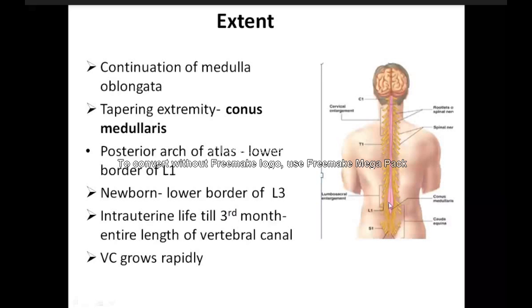Because within the intrauterine life till the 3rd month, the spinal cord is equal to the length of the vertebral canal. After that, the vertebral column grows rapidly. So that's why there is a difference.